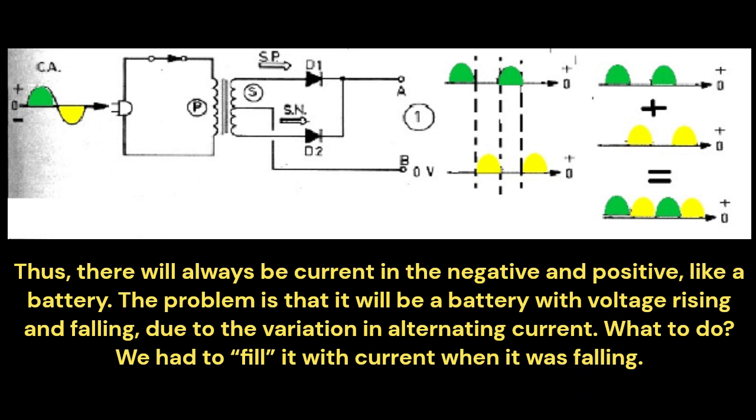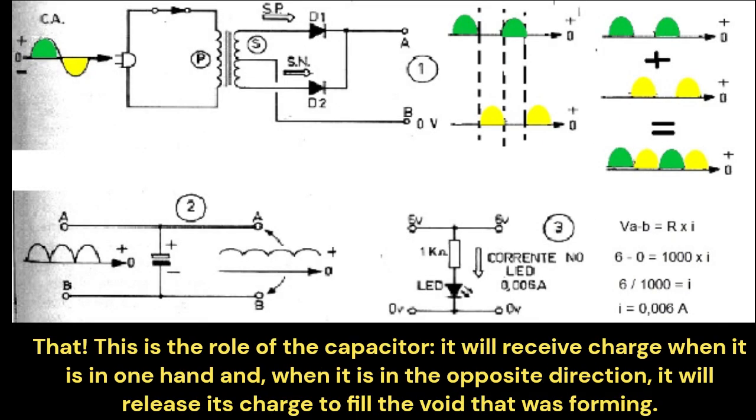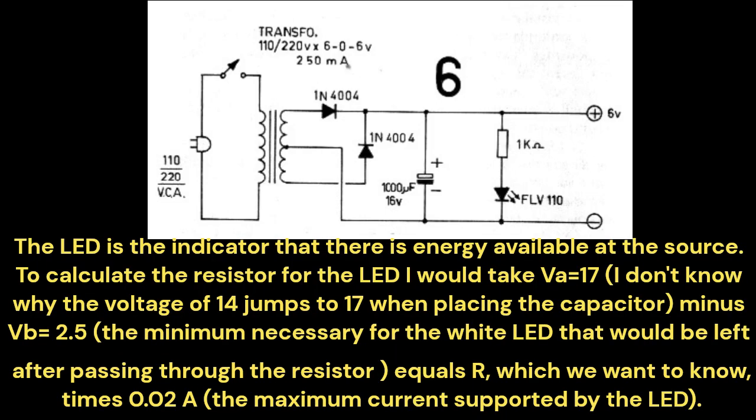The problem is that it will be a battery with voltage rising and falling, due to the variation in alternating current. What to do? We had to fill it with current when it was falling. This is the role of the capacitor. It will receive charge when it is in one direction, and when it is in the opposite direction, it will release its charge to fill the void that was forming. The LED is the indicator that there is energy available at the source.